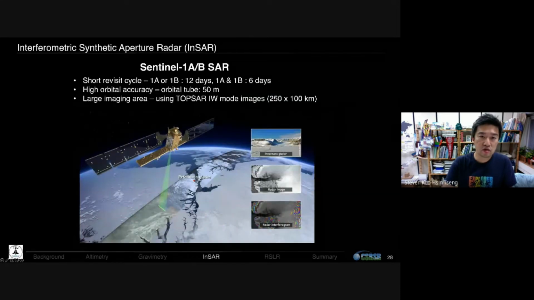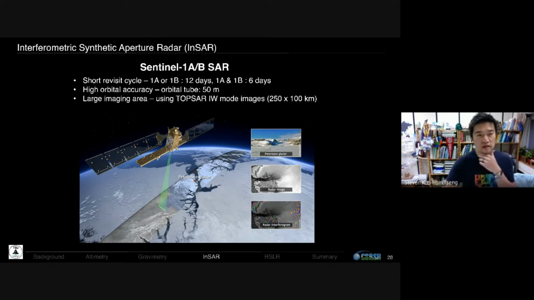So we can use Sentinel data. Hopefully you already had a chance to play around with these data sets. We won't have any more Sentinel-1B because it's terminated. Now we have Sentinel-1A, and luckily in Taiwan we have both ascending and descending tracks, very continuous and steady imaging over the island. Sentinel-1A is good at InSAR because of its high orbital accuracy. The orbital control can maintain the orbit within a 50-meter orbital tube.